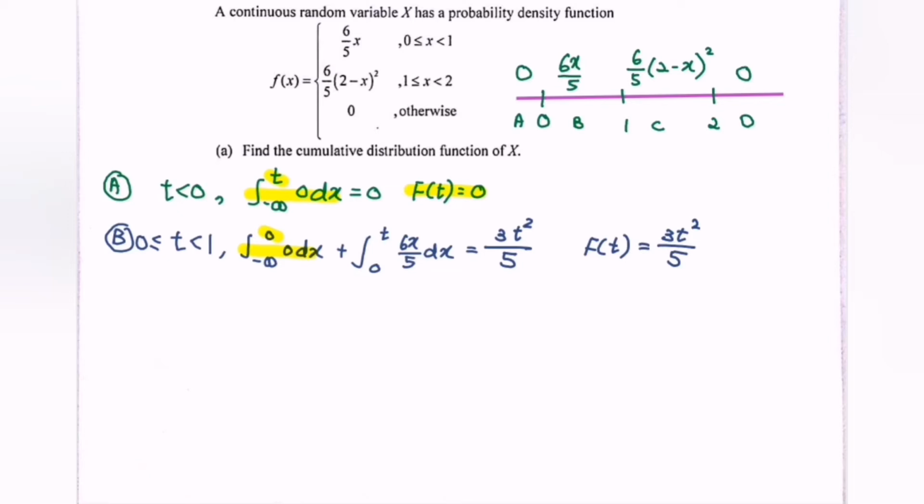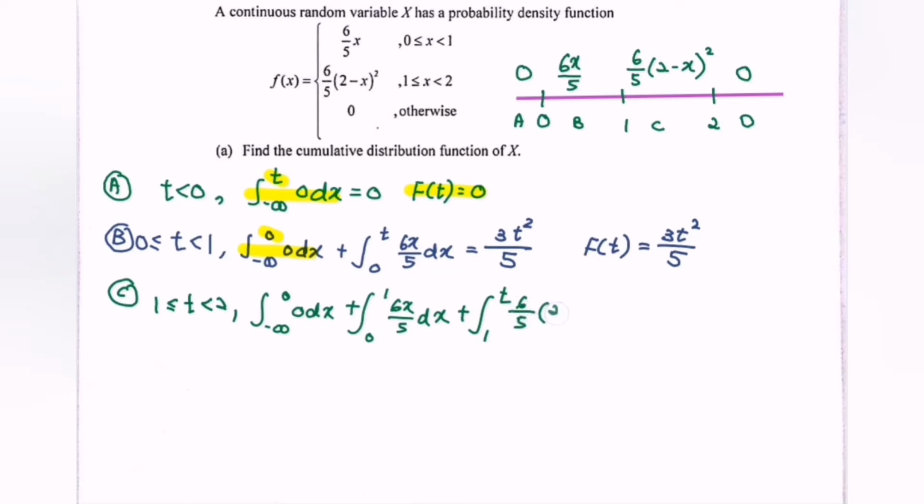For part C, it means that we have to sum up the A, B, and also the C. So where we have the domain, t is greater than or equal to 1 and less than 2, for the function integrate negative infinity until 0 for the function 0 dx plus integrate from 0 until 1 for the function 6x over 5 with respect to x plus integrate from 1 until t with the function 6 over 5 bracket 2 minus x bracket squared with respect to x.